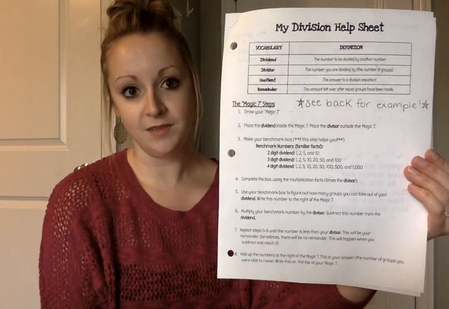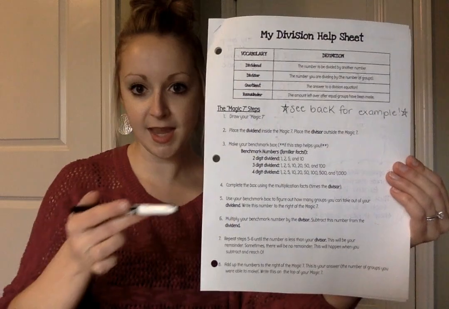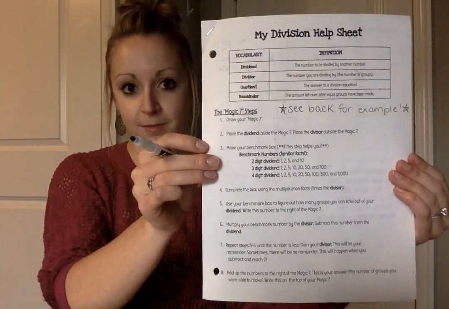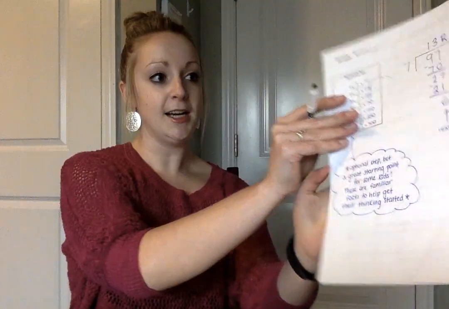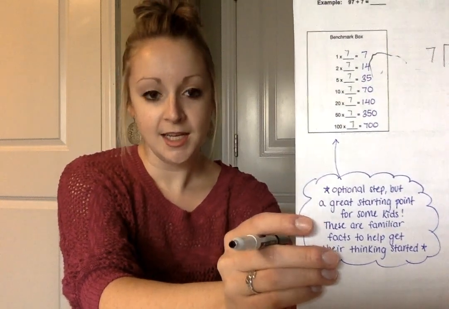So there is a notes page in every student's math binder that looks like this. It's called My Division Help Sheet. Up top, there's some important division vocabulary we've been talking about. And then these are the written out steps for what we're calling the Magic 7 strategy, and that's what we're working on. So you can find this in math binders. And on the second page, there is a sample problem that we did together in class, and that's what I'm going to walk you through today.